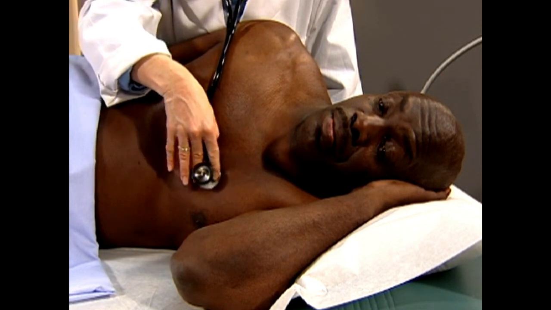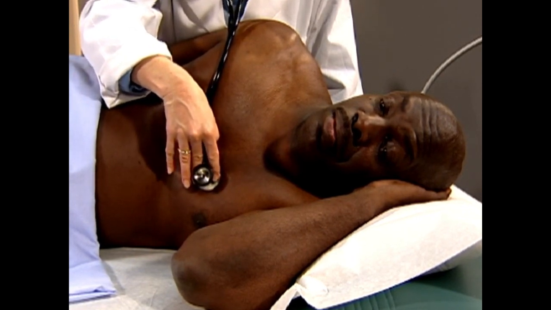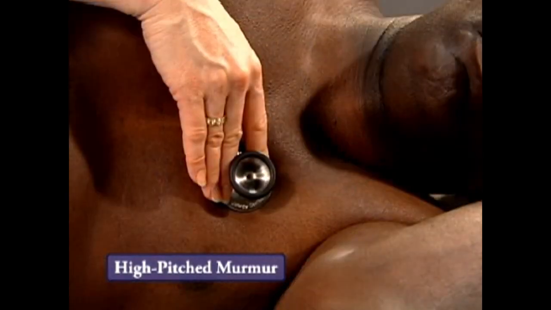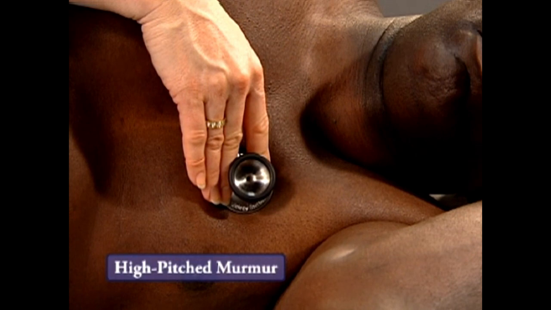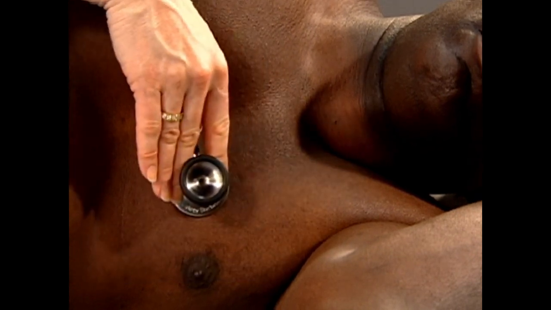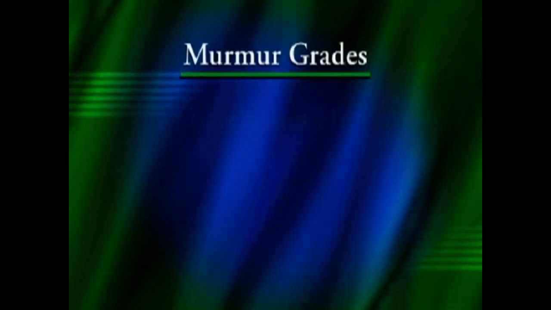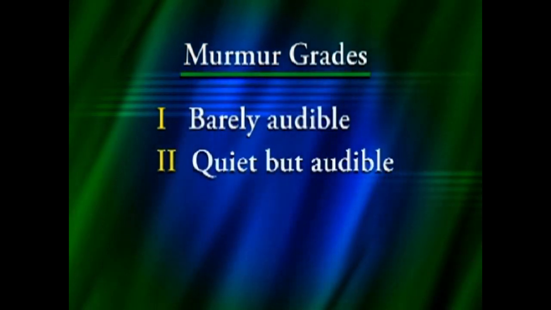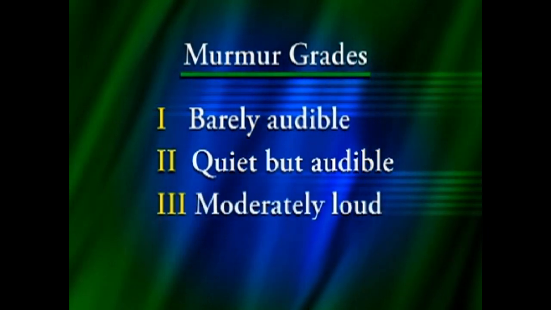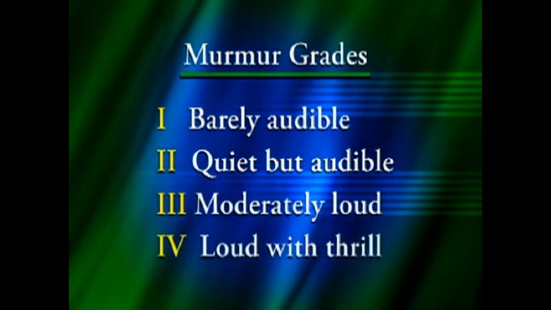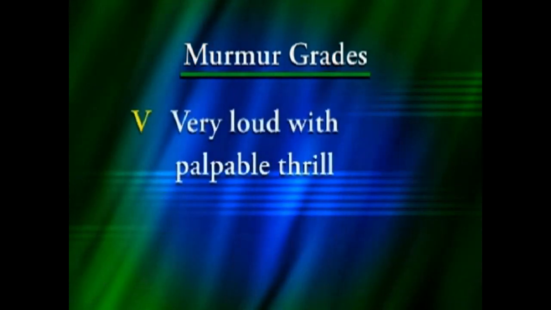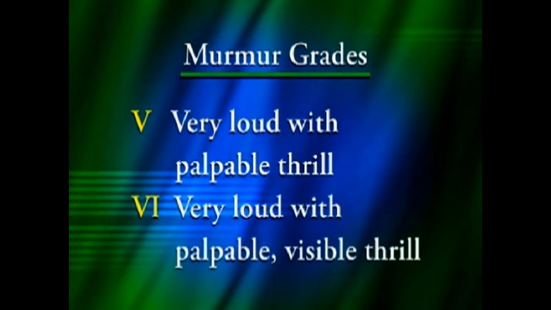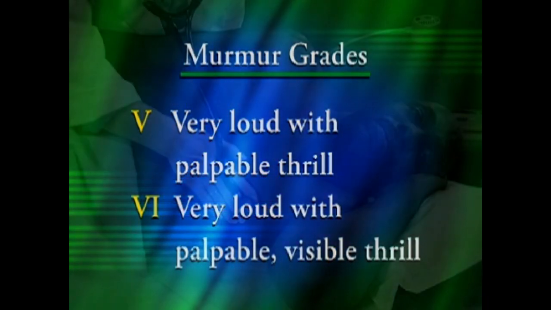Also determine the murmur's pitch, which may be high, medium, or low. And rate its intensity. A grade 1 murmur is barely audible. Grade 2 is quiet but clearly audible. Grade 3 is moderately loud. Grade 4 is loud and associated with a thrill. Grade 5 is very loud with an easily palpable thrill. Grade 6 is very loud with a palpable and visible thrill.